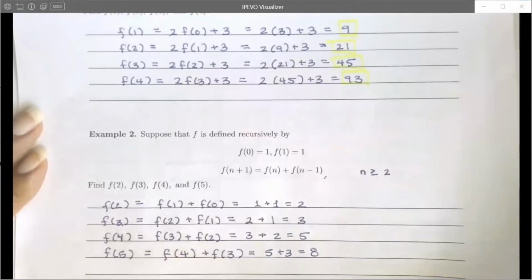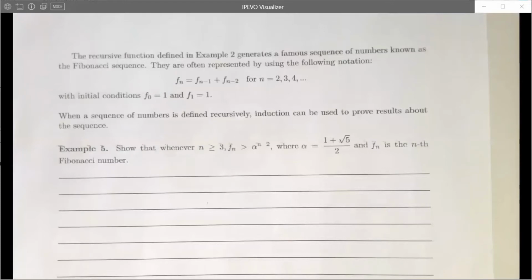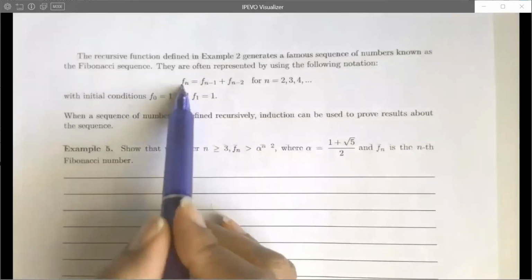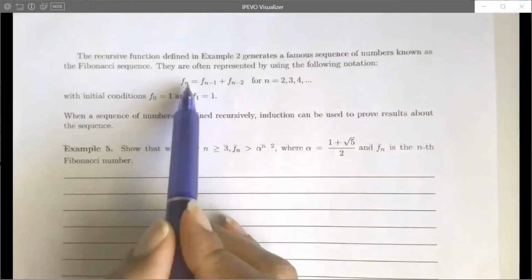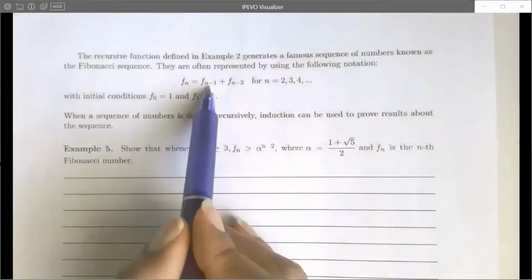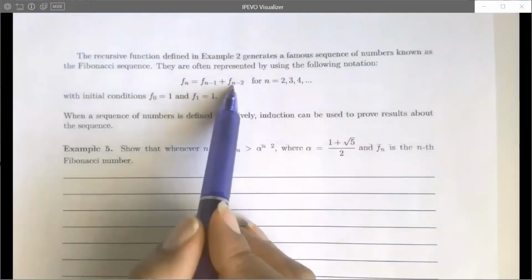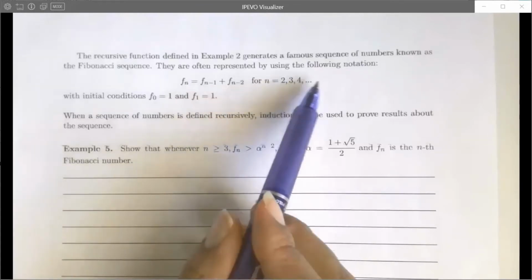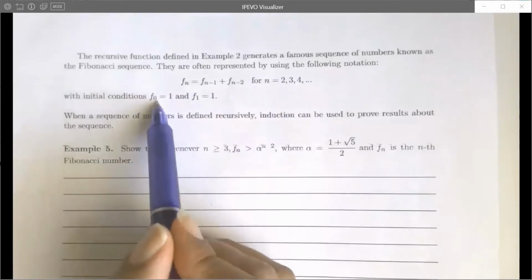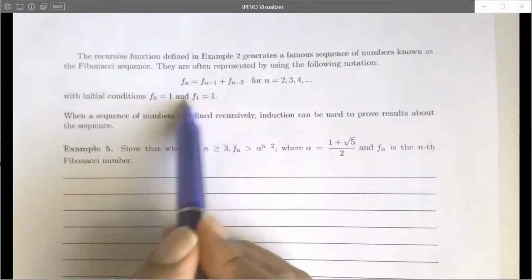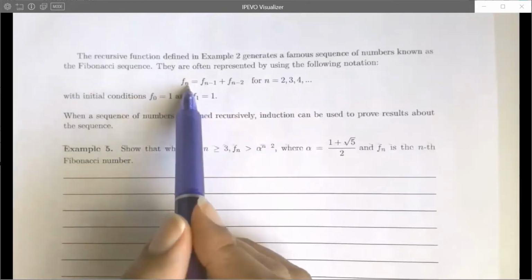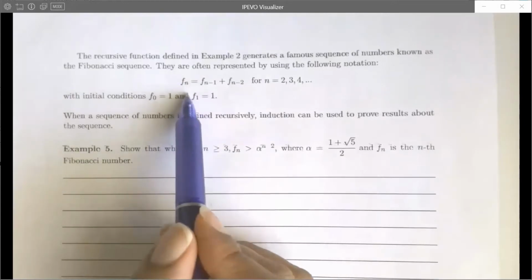Now perhaps you recognize that because it's a very famous sequence. It's called the Fibonacci sequence. And often that gets represented using the notation f subscript n. So the nth Fibonacci number will be the n minus 1 Fibonacci number plus the n minus 2 Fibonacci number, for n being 2, 3, 4, and greater. And the initial conditions are that f0 is 1 and f1 is 1. And so we're just basically taking example 2 and rewriting the notation of the function so we have f sub n rather than f evaluated at n plus 1.